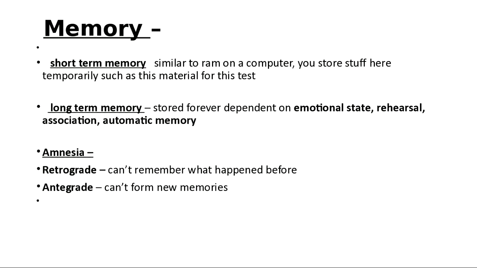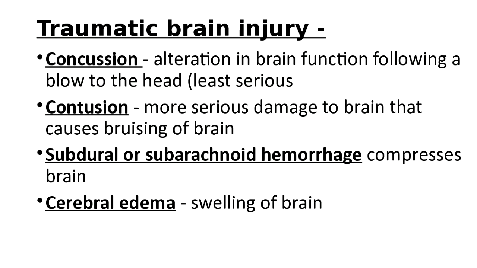Okay, traumatic brain injury. A concussion is an alteration in brain function following a blow to the head, and often you have loss of consciousness, and repeated concussions are extremely dangerous. A contusion is serious brain damage that causes bruising of the brain and permanent traumatic brain injury, or TBI.